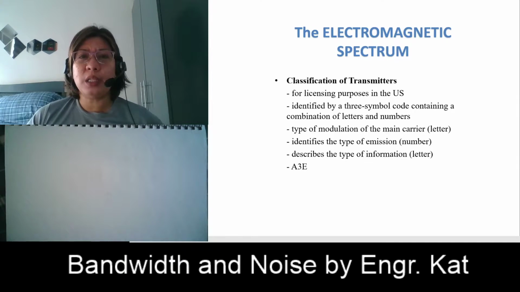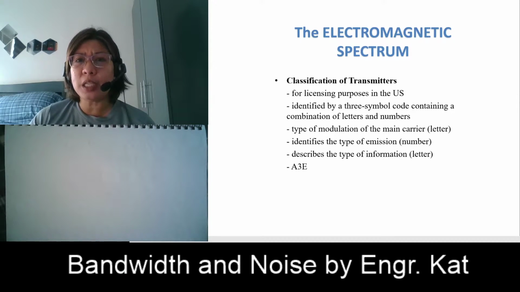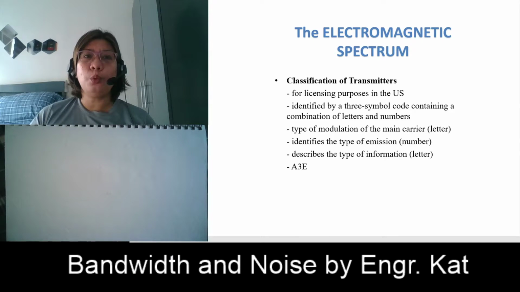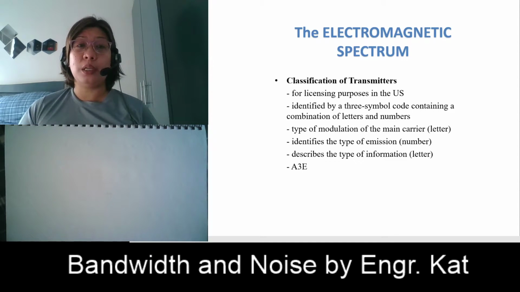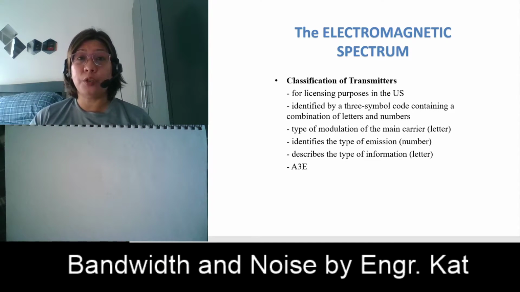This is about classification of transmitters, but I think we're not going to deal on much of this. But you still have to have an idea regarding this. Okay, so classification of transmitters. This is for licensing purposes in the U.S. Okay, but we also adapt it here. And sometimes some questions you might encounter when you have your pre-board subject or even the board exam, some questions are still about these classifications of transmitters.